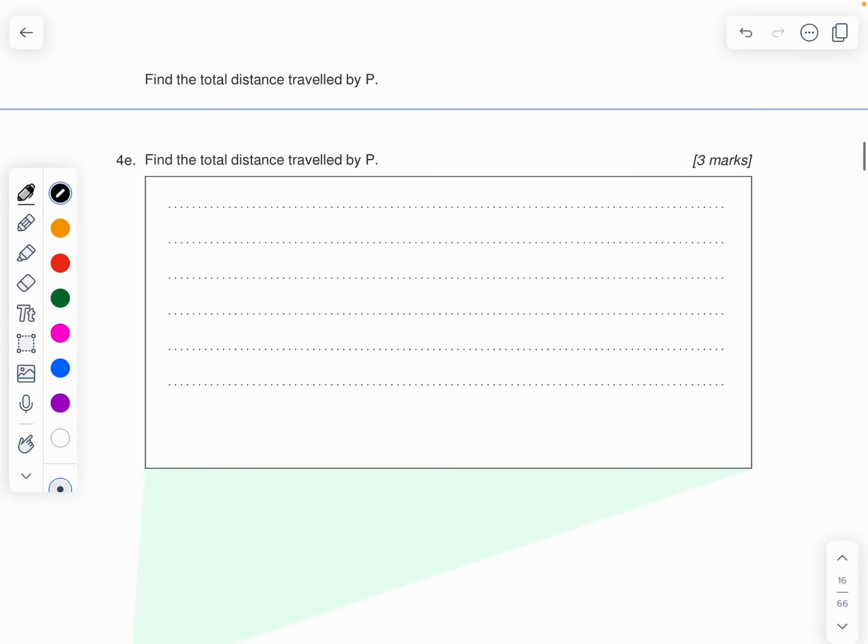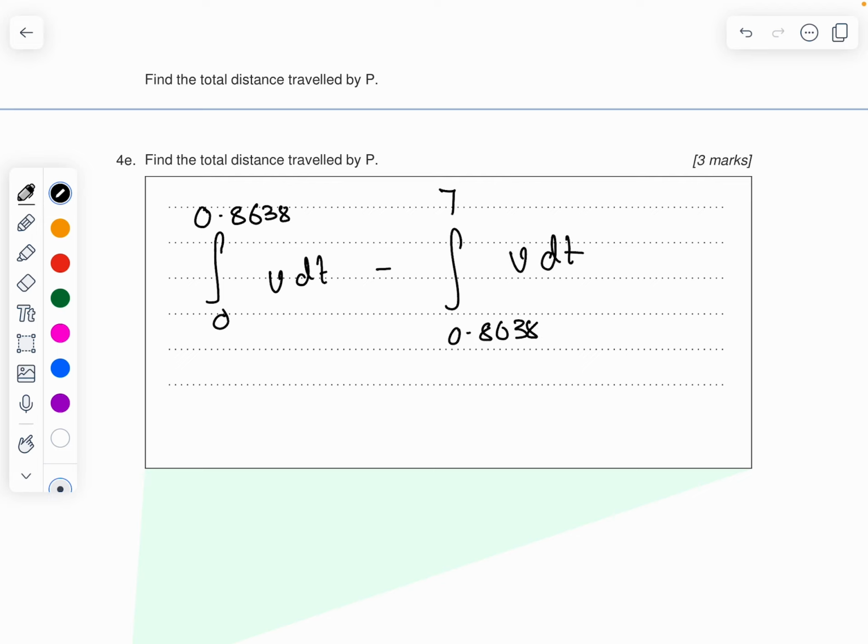Find the total distance traveled by p. We know that from 0 to 0.8638 it is going in one direction. Then from 0.8638 to 7, it is in the negative direction, so obviously this answer will be negative. So negative of negative will become positive. Use the calculator and get the answer 63.8874, which is approximately 63.9 meters.